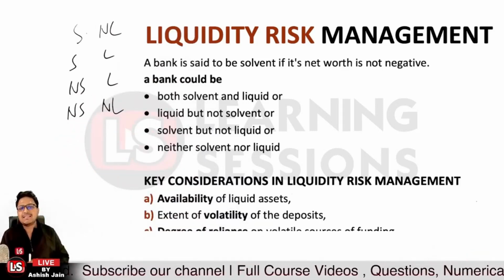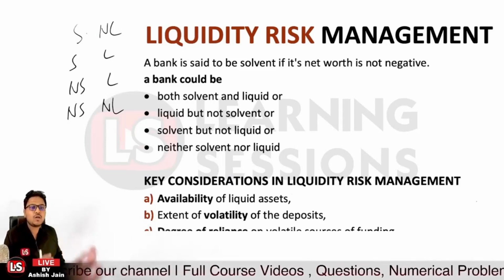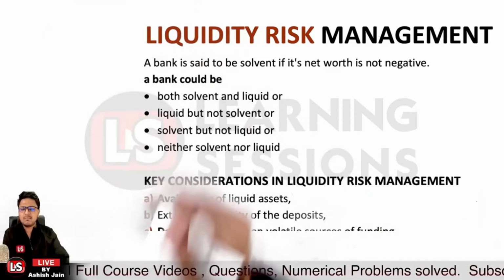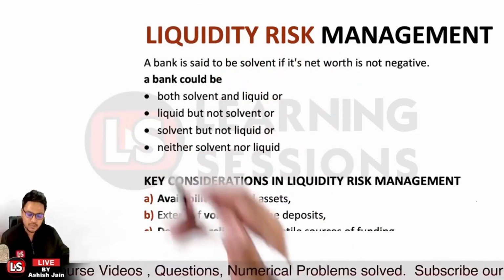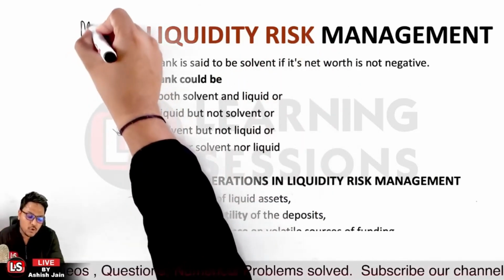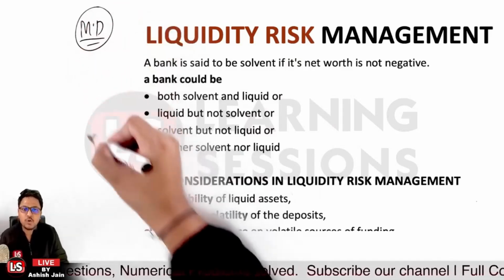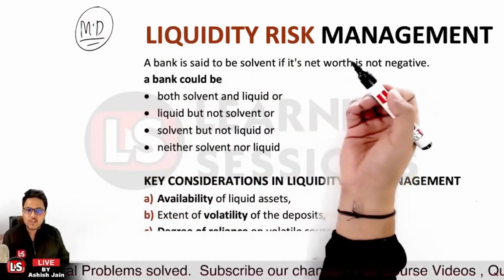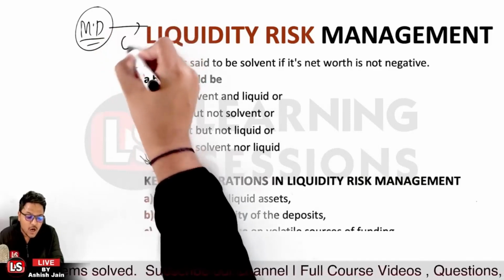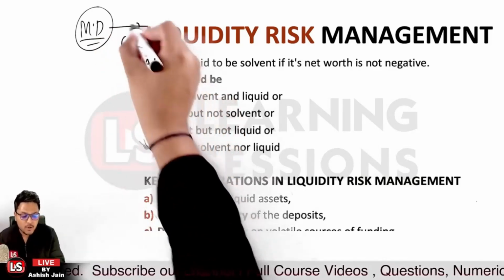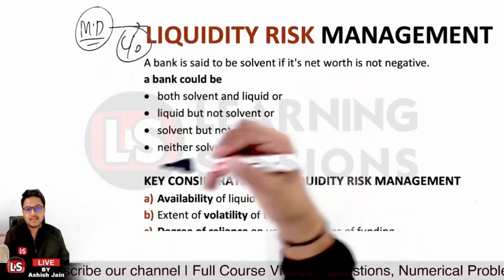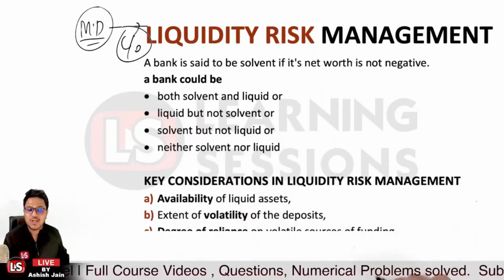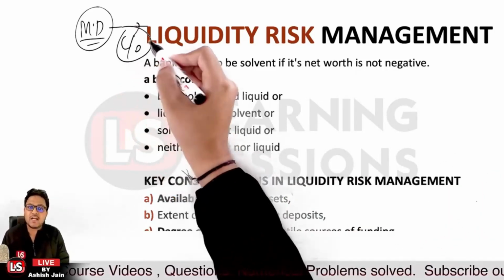Okay, now what are the key considerations related to liquidity risk management? Because we are to manage the liquidity. Now what is basically meant by cash inflows? Let's say there is a maturing deposit. Is it a cash inflow or cash outflow? Definitely it's a cash outflow. Why is it a cash outflow? Because when the deposit matures, the bank has the obligation to pay back that deposit to the depositor. So that's a cash outflow.